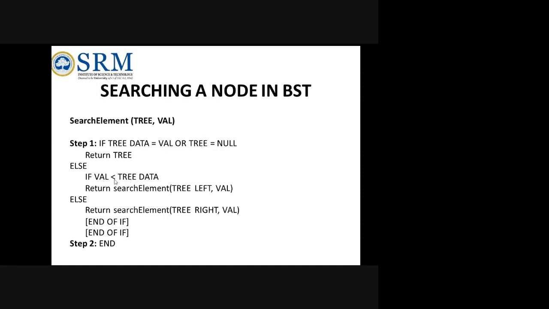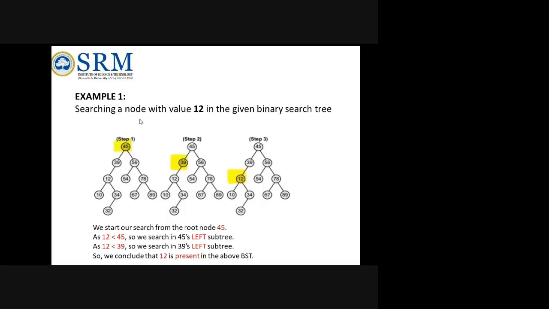If your value is less than the particular element which you are going to search, then you go to the tree's left side. Else you go to the tree's right side. Now look at this example, 12. When I take 12, your first step, it will be compared with 45. 12 is lesser than 45. So come to the 45's left subtree, starting from our root node.